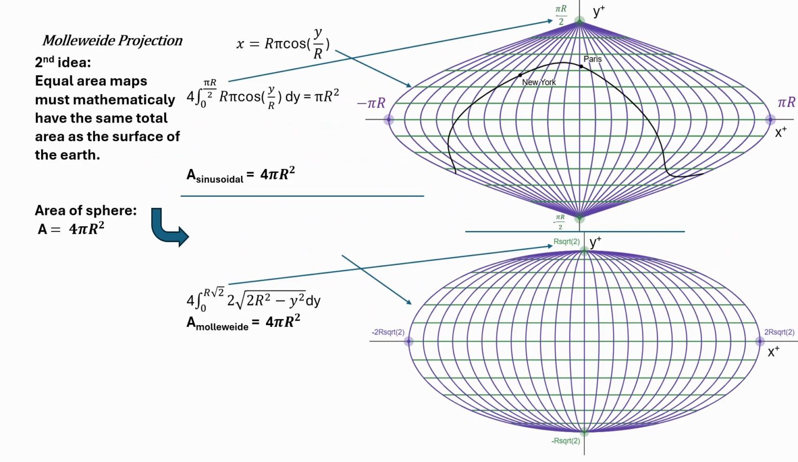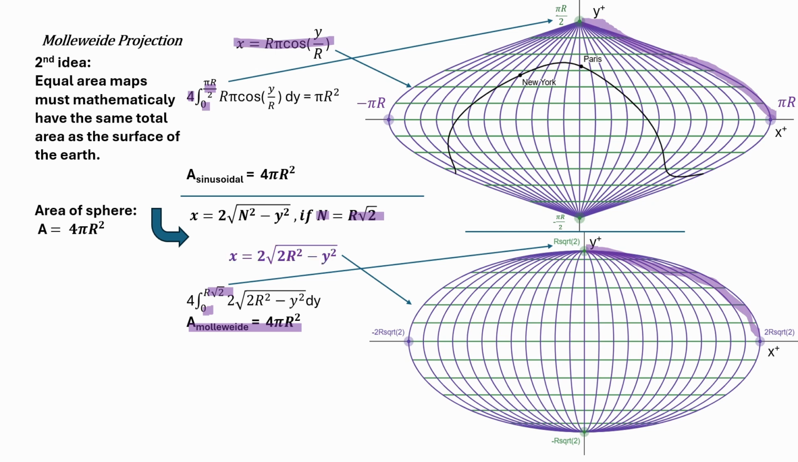The second idea is that the total area of the map, if it's an equal area map projection, should be the same as the total area of the globe. We have the outer functions, and we're going to do 4 times the integral, and that will give us the area. And as you can see, if n equals r square root of 2, then that would be true for the Mollweide map projection. That's why we're going to use n equals square root of 2, and from now on we've narrowed down that the x formula for the Mollweide map projection is this.